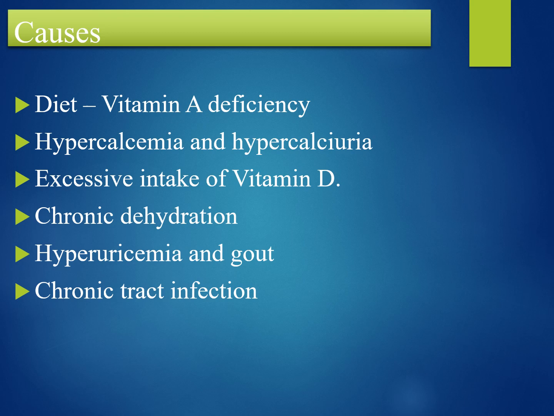Next is excessive intake of vitamin D. Next, chronic dehydration is also a major cause of renal stone. Next is hyperuricemia. When the uric acid level is elevated in the blood, that disease condition is called gout. So gout is also one of the major causes of renal stones. Next is chronic urinary tract infection, which is also one of the causes of renal stones.